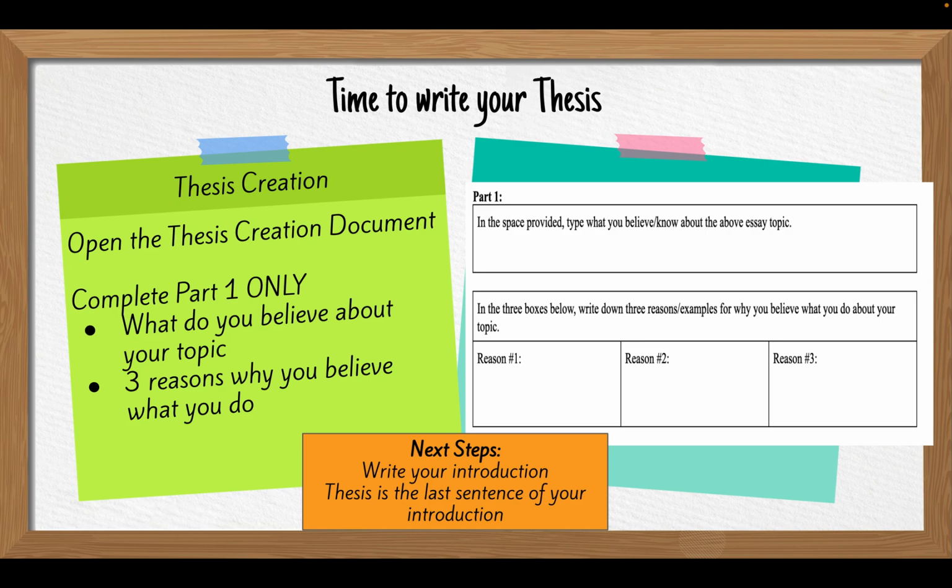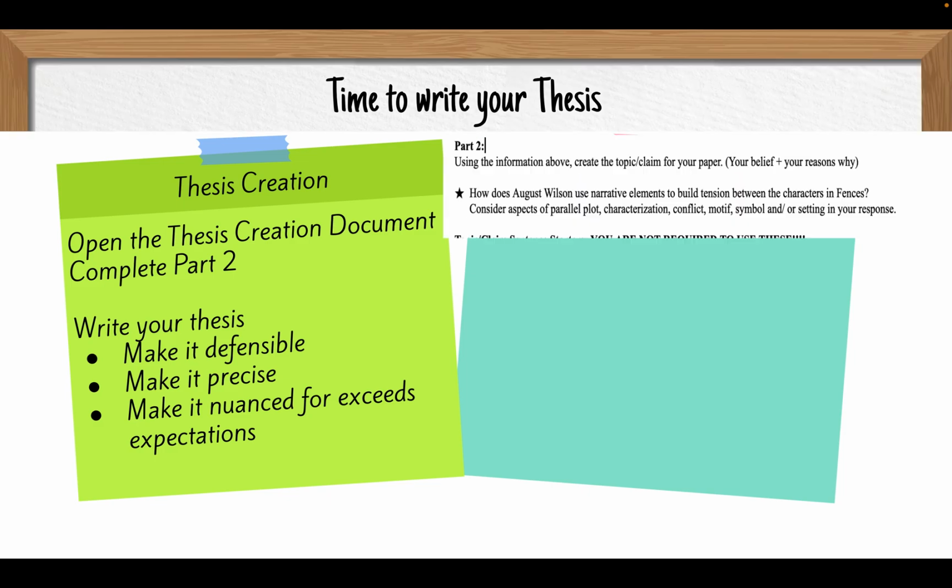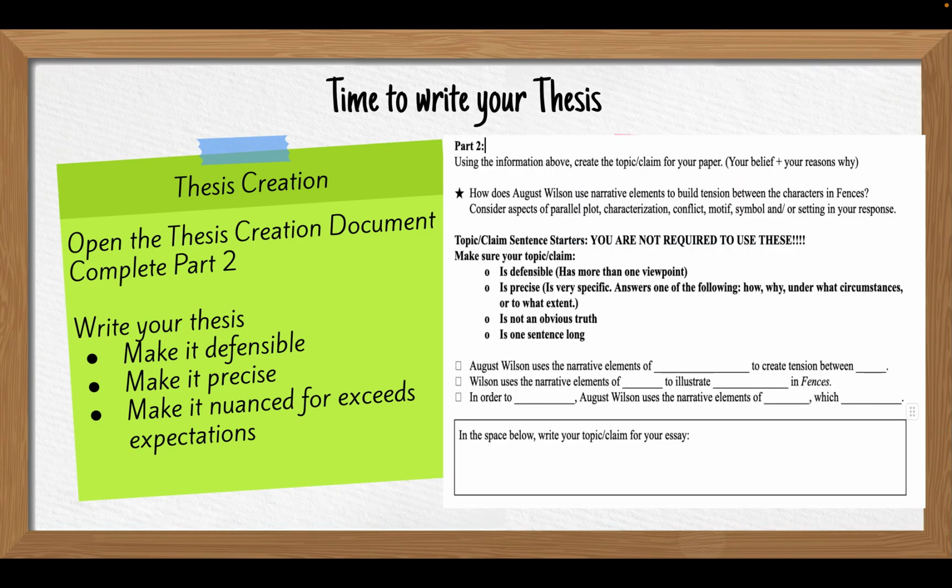The next steps after you finish this document will be to write your introduction. But in the space provided, type what you believe about the essay topic, which is August Wilson. How does August Wilson use narrative elements to show tension in Fences? Then list out your 3 main reasons for why you believe what you do about your topic. That would be the narrative elements and how they create tension. Next step would then be to actually create the thesis itself, which is part 2. In the same document you're working with, go down to the very bottom, to this box at the very bottom, and then write your thesis.